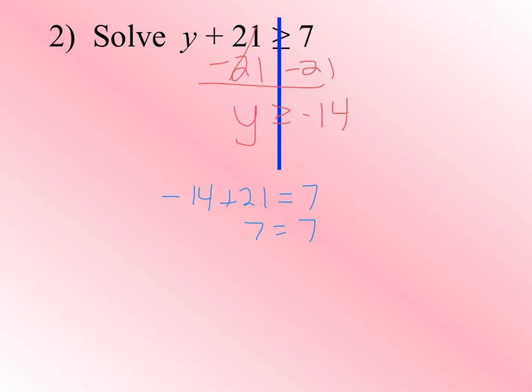And then we're going to pick something greater than negative 14. Well, again, 0 is an easy go-to. 0 is definitely bigger than negative 14. And I'm going to check if the original inequality is true now. And that states that 21 is greater than or equal to 7, which is true. So I know that everything in my answer is correct.